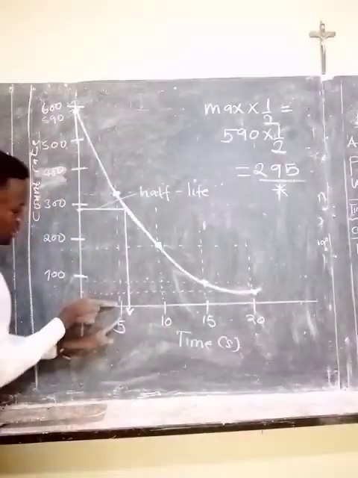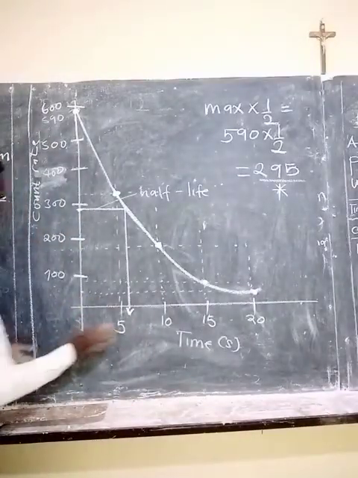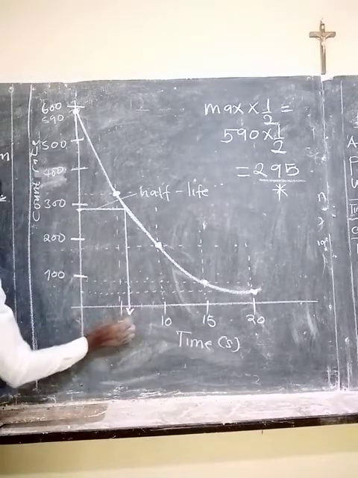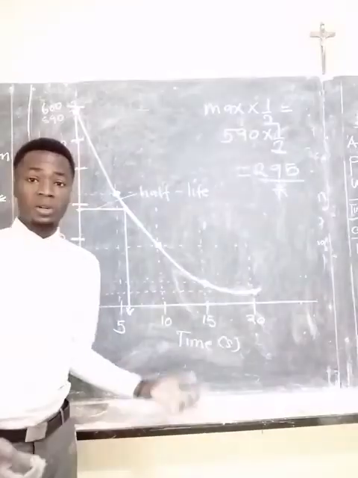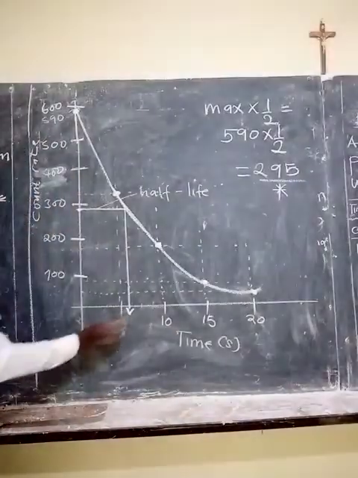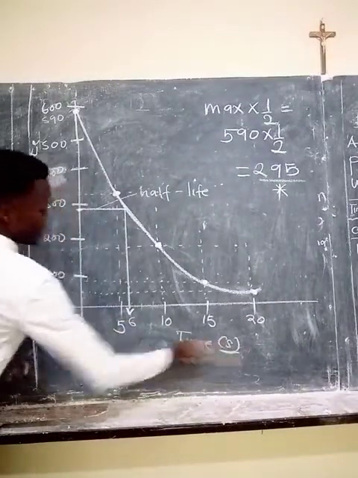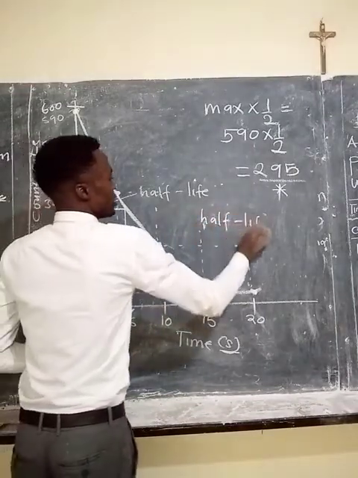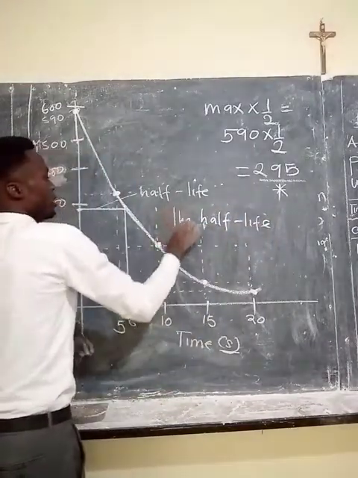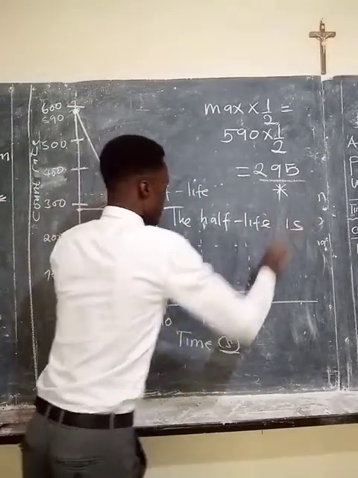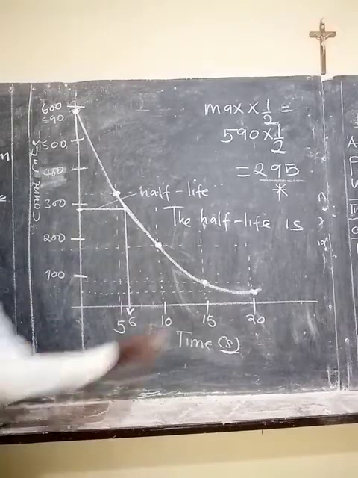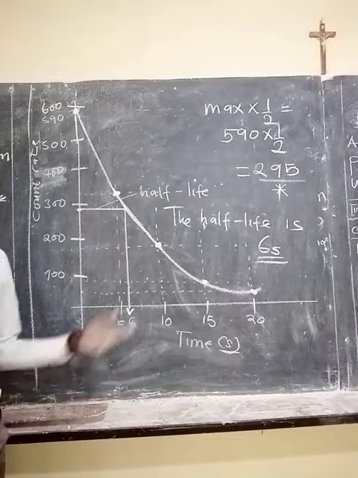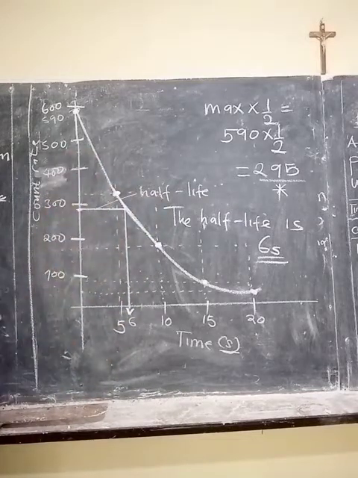From there, this is 5. Then obviously we can have 6, 7, then 9. So we can approximate there. This is 6. But when you're using graph paper, it will give you the correct figure. So this is maybe 6 seconds. So we'll simply say half-life is 6 seconds, like that. So that's the way you can find the half-life by using a graph.